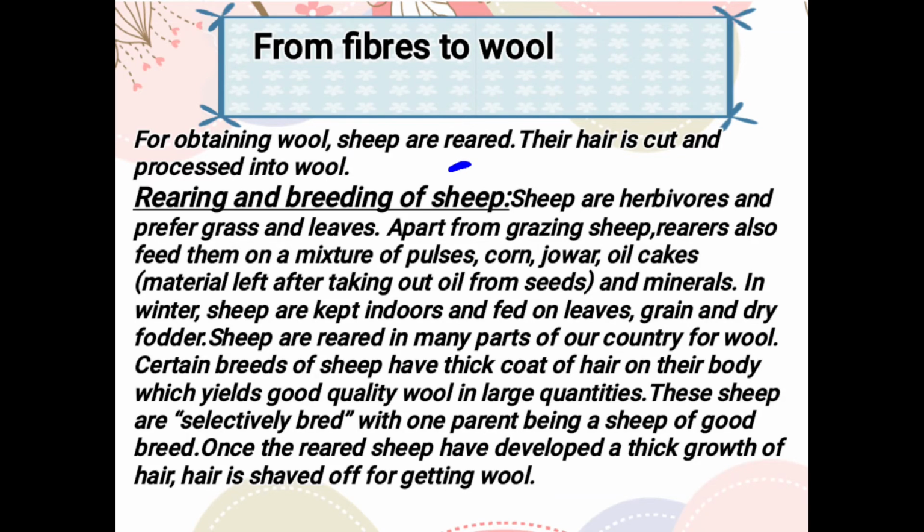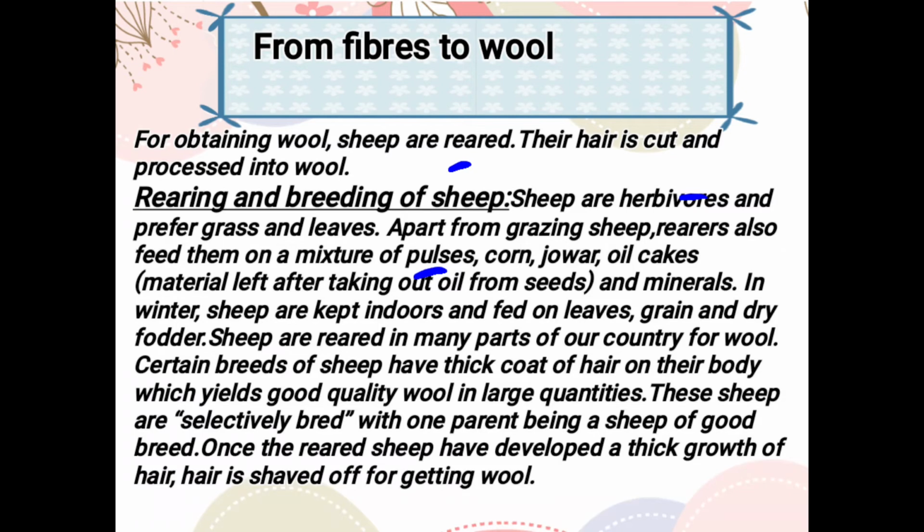Now as you all know, sheep are herbivores. We have read about what herbivorous animals are. Herbivorous animals are those animals which are dependent on plants and plant food items. So sheep are also herbivores, so it is obvious that they eat grass and leaves, etc. But apart from grazing, the rearers also feed them a mixture of pulses. They also feed them corn, jowar, as well as oil cake.